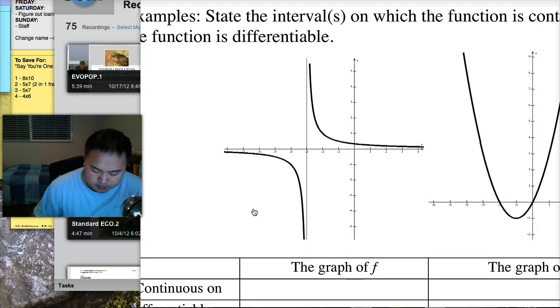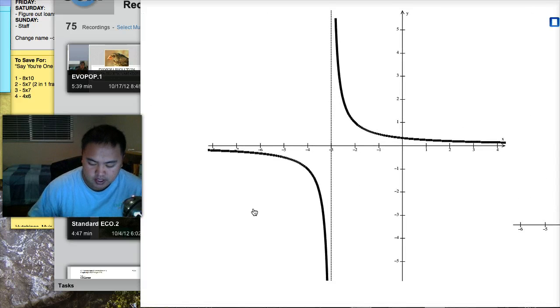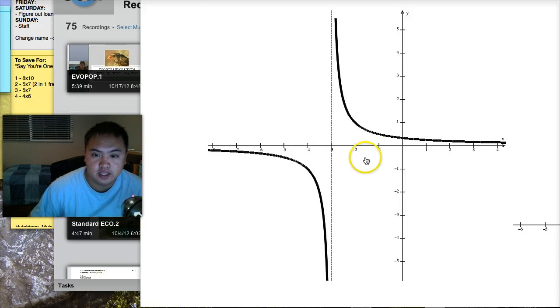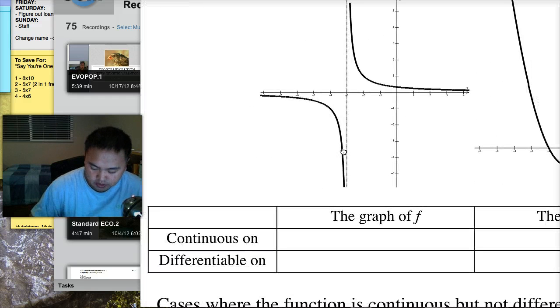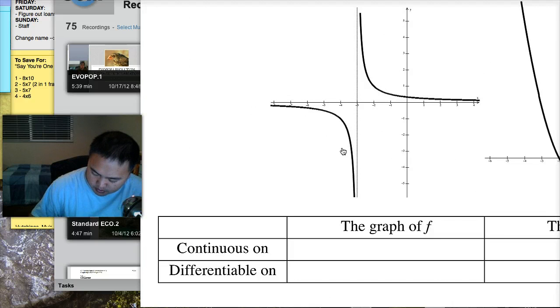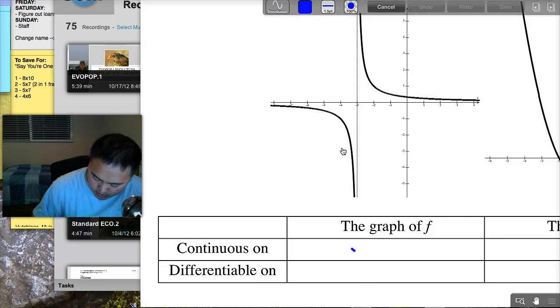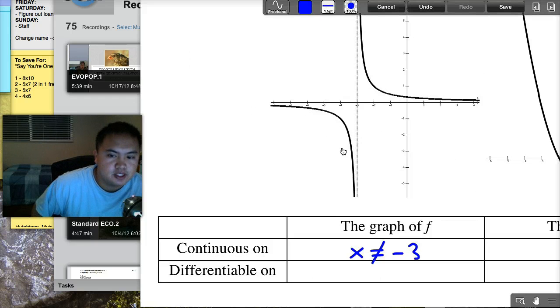This shape is called a hyperbola. And the problem is that it's not continuous somewhere. There's a gap right here, and you notice that the gap exists at x equals -3. So I'm going to say it's continuous everywhere except at x equals -3.